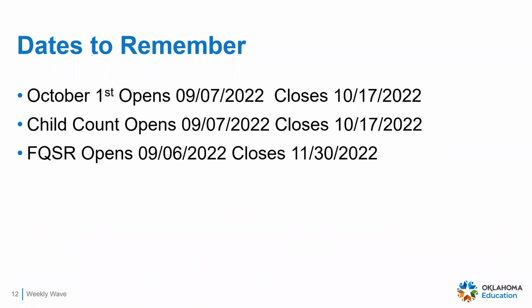Other dates to keep in mind: October 1st opens on September 7th and will close on October 17th. Since child count is in the same application this reporting time, it opens the same day and closes the same day. The first quarter statistical report opens on September 6th and closes on November 30th. The close date actually depends upon your RAOs, because if they meet, you'll have to have it certified by the time your RAOs come out to meet with you.